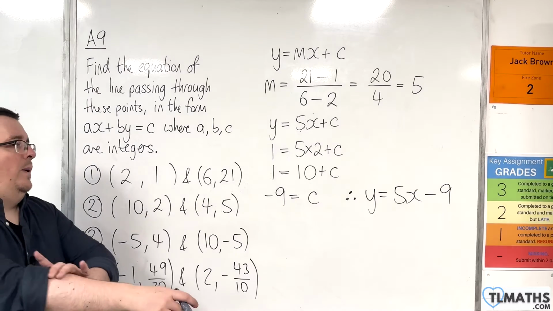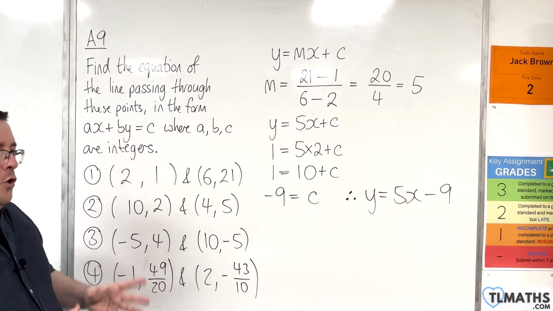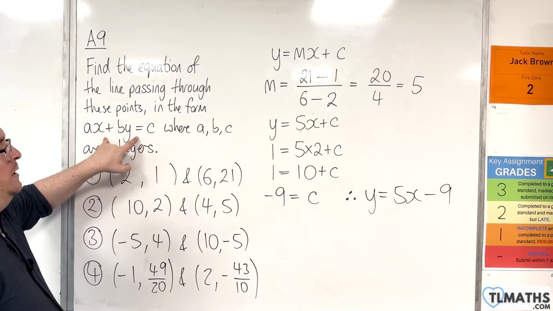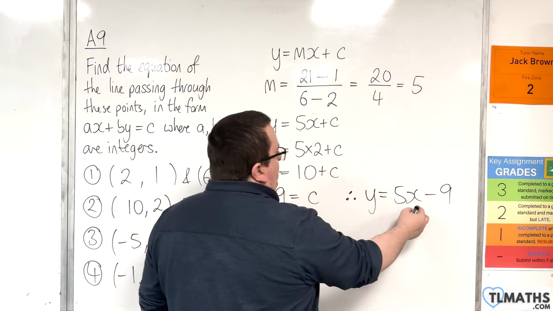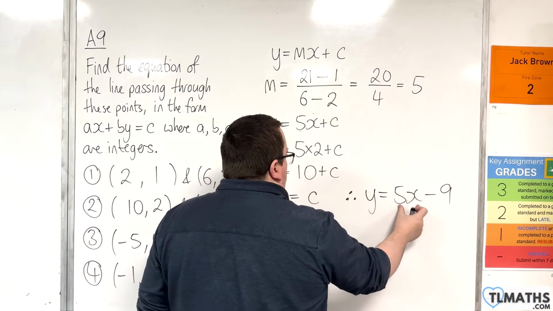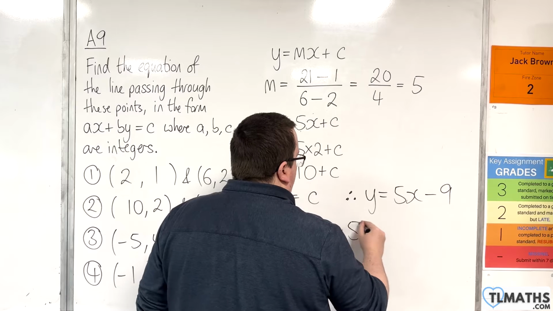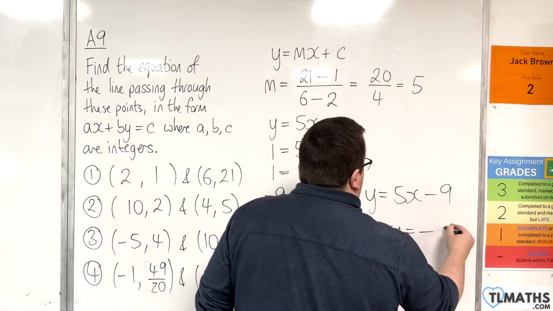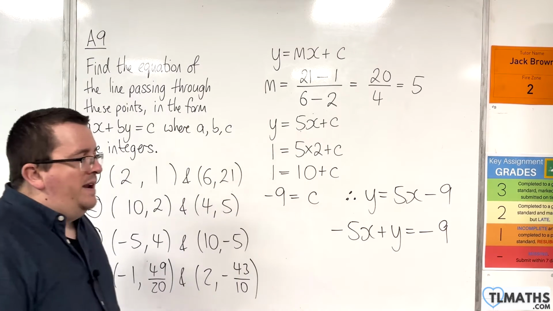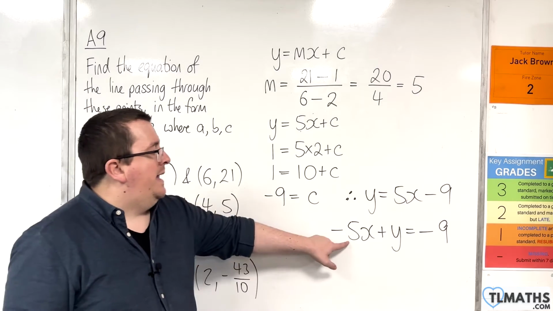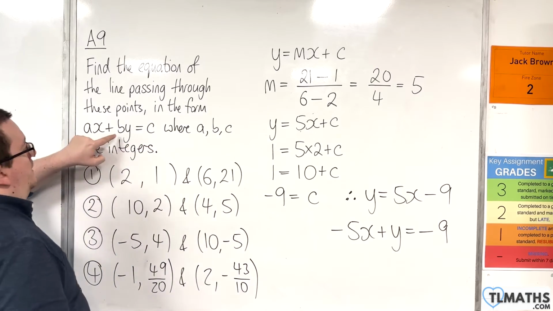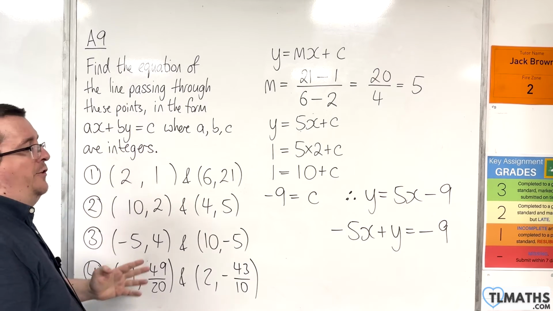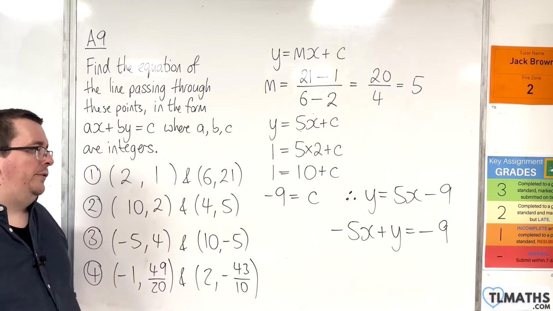So y equals 5x take away 9 is the equation of the line, but it's not in the correct format because I want it in the format of ax plus by equals c. So I need to get all the x's onto the left-hand side. So I'll subtract 5x from both sides. And so it's gone from the right-hand side, so I'm just left with the minus 9. And so now that is in the correct format. The a here is minus 5. The b is 1 and the c is minus 9. And minus 5, 1 and minus 9 are all integers.